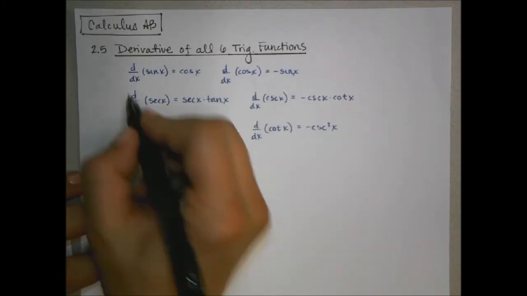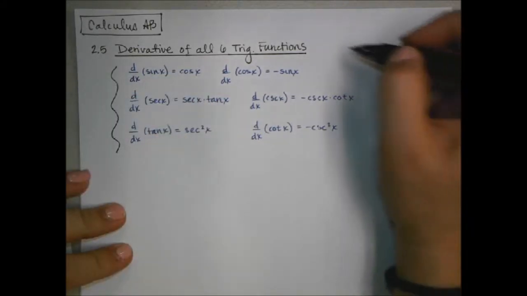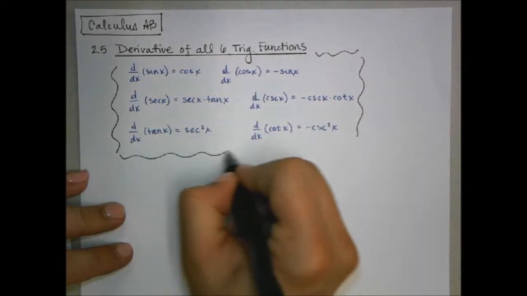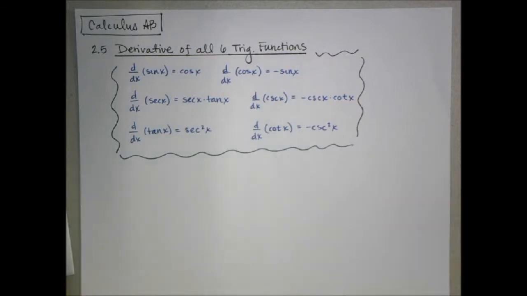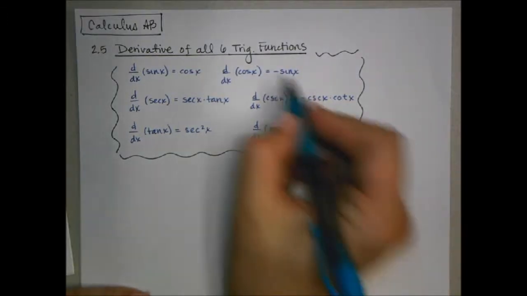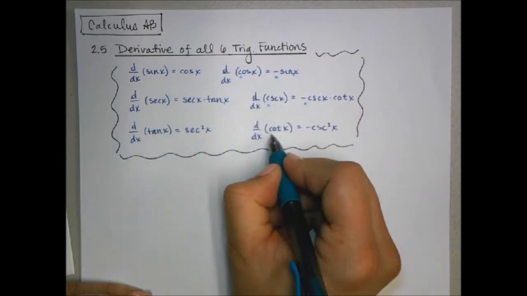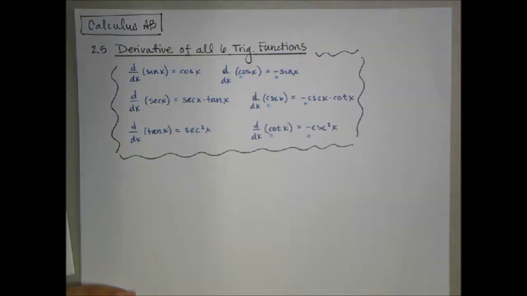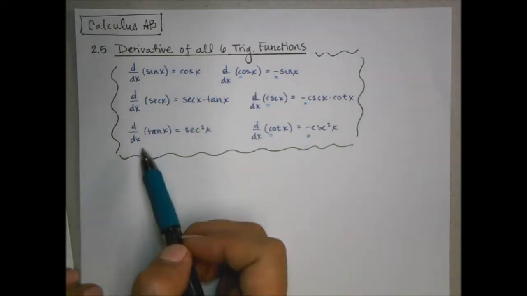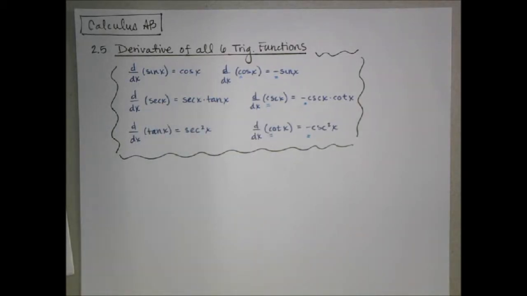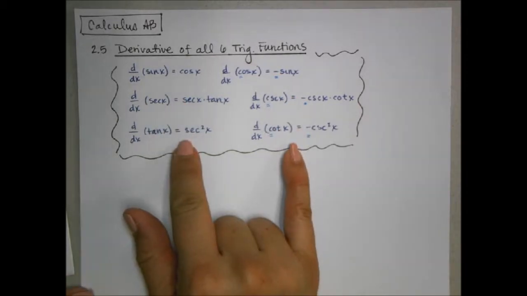The derivative of any trig function that starts with a C is negative. The derivative of cosine is negative. The derivative of cosecant is negative. And the derivative of cotangent is negative. However, everybody else has a positive derivative. Okay. Next thing I want to do is give you a way to remember these 4 new ones.